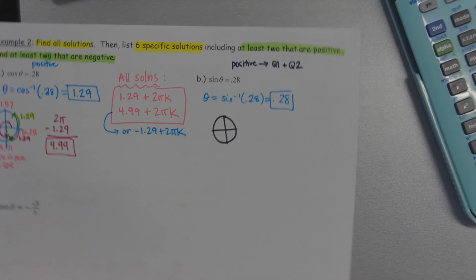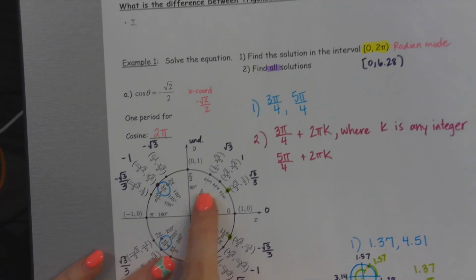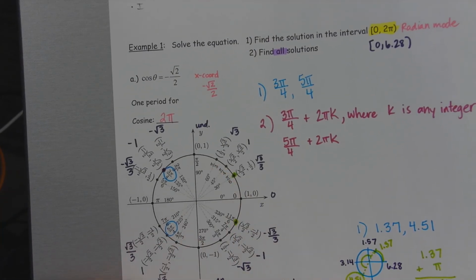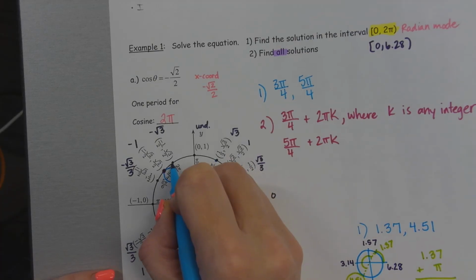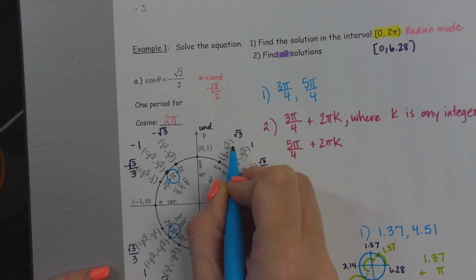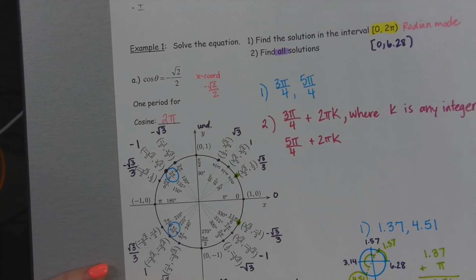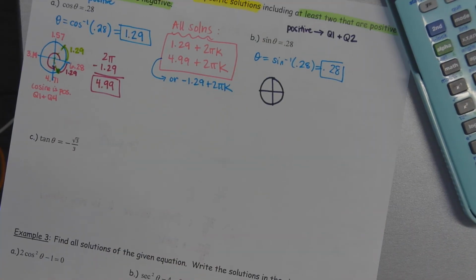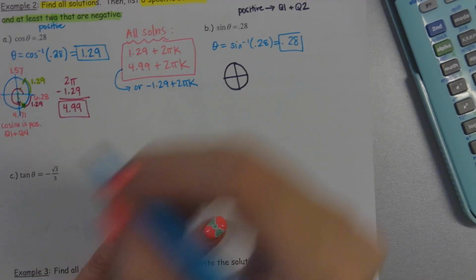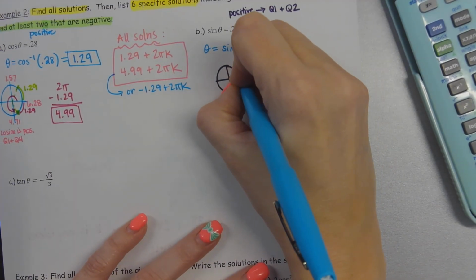And the reason why is because, like we see on the unit circle, if you look at your y coordinates, we can see that in quadrant 1 and quadrant 2, like pi over 3 and 2 pi over 3, those have the same y values. Okay, so we found the one in quadrant 1, now we have to find the one in quadrant 2. So we had 0.28.